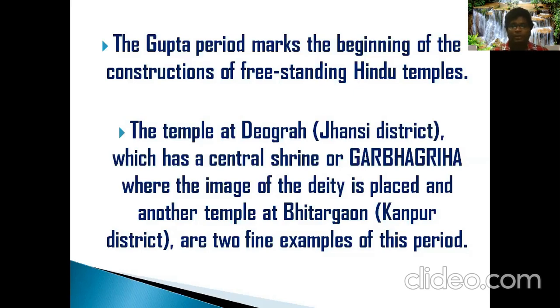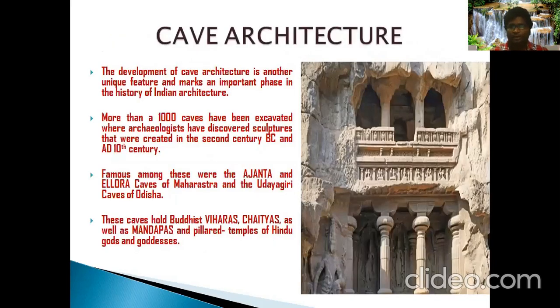And the second one we can experience at Bittergaon, which is located in Kanpur district. So these are the finest examples that we can experience of Gupta architecture. In this lesson, we're going to cover three types of architecture. One is cave architecture, second is rock cut temples, and third is freestanding temples, which we just discussed.